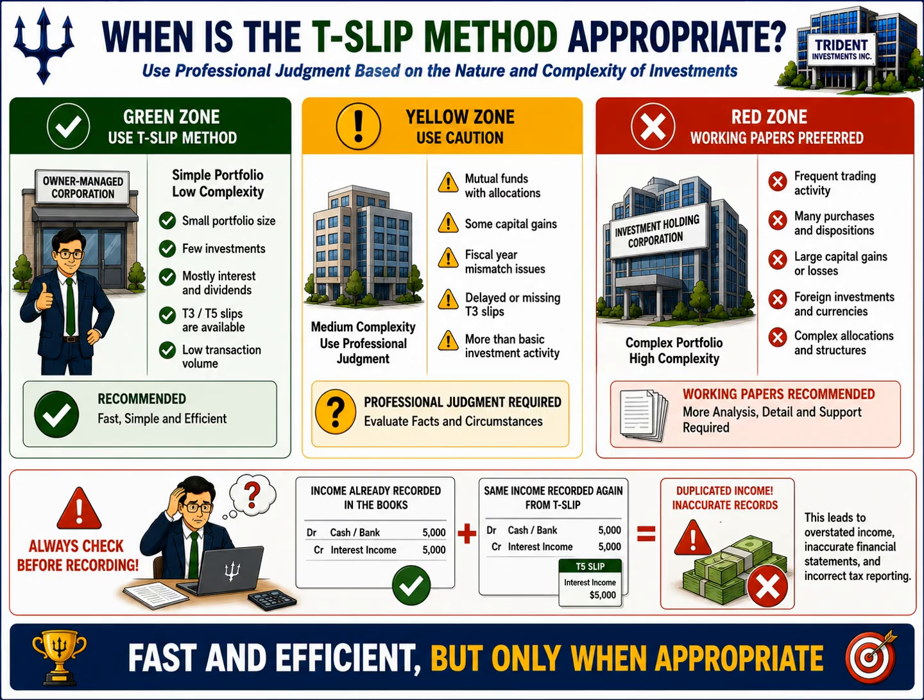The key takeaway from this slide is the message highlighted in the banner at the bottom: fast and efficient, but only when appropriate. The T-slip method is a valuable tool for simple investment portfolios. It can save considerable time and effort. However, it should be used thoughtfully and only when it provides enough information to support accurate accounting and tax reporting. The goal is not to use the fastest method. The goal is to use the most appropriate method while still producing accurate financial statements and an accurate T2 corporate tax return.